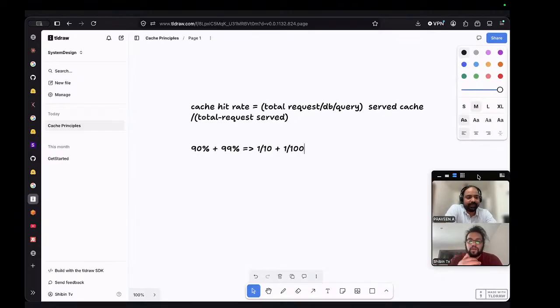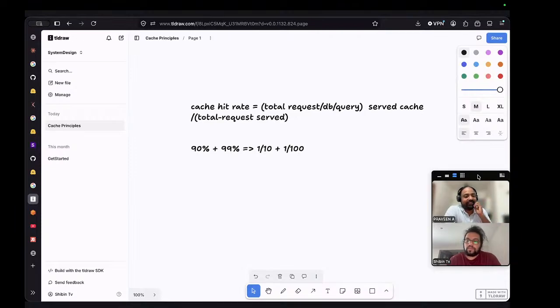Let me give a little bit more of an example. Just think of Instagram. At a given point, probably 100 million people are using the app around the world.